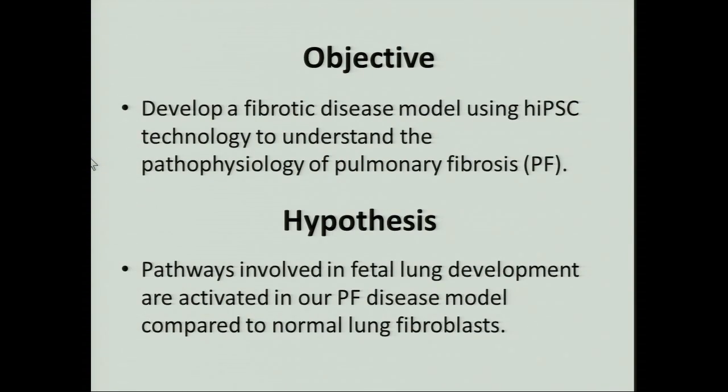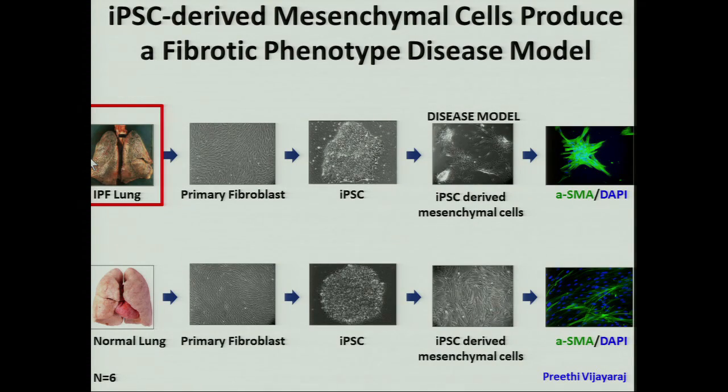Our objective is to develop a fibrotic disease model using human-induced pluripotent stem cell technology to better understand the pathophysiology of pulmonary fibrosis. My hypothesis is that pathways involved in fetal lung development are activated in our pulmonary fibrosis disease model compared to normal lung fibroblasts. We show that iPSC-derived mesenchymal cells, or fibroblast progenitors, produce a fibrotic phenotype disease model.